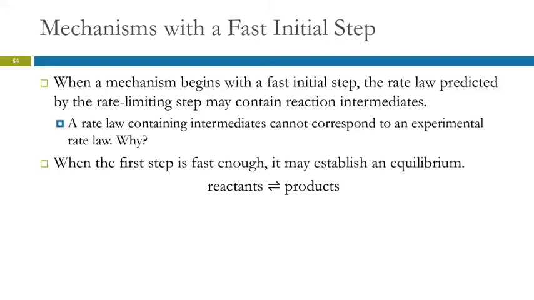So when we have a mechanism that has a fast initial step, that means that it's the second or third or whatever step that's the rate limiting step. The rate law predicted by that step is going to have reaction intermediates, and we can't know what the concentrations of those intermediates are. So those can't show up in our experimental rate law, the concentrations of the intermediates.